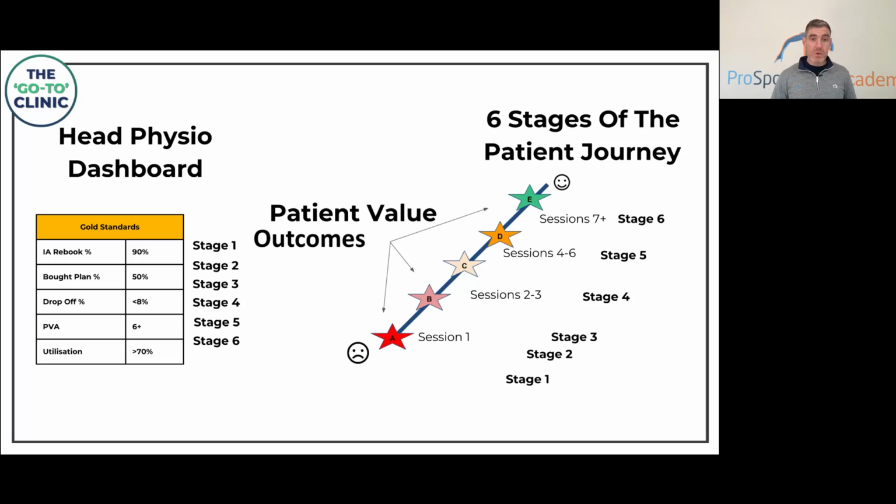So that's it for me this week. In the next couple of weeks, we're going to finish off the Go-To Clinic Head Physio dashboards. We'll talk a lot more about the other numbers and how to improve them. But as I said, if you can improve your IA rebook percentage, you can get the plans of care to patients to buy packages ethically. That's going to be probably the number one thing that's going to reduce your cancel did not rebook rate. And then all of the stuff we covered today, making sure your therapists are doing that, will have a big, big impact on that.